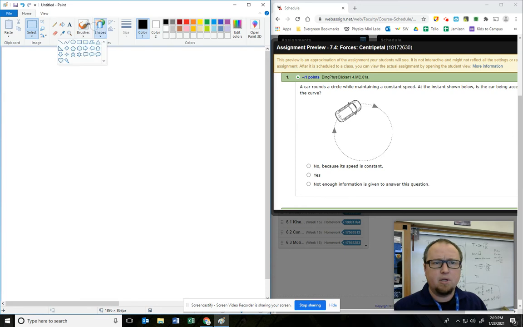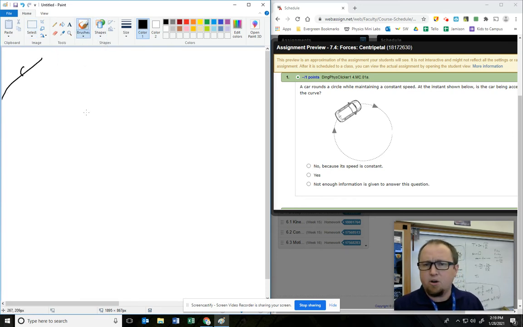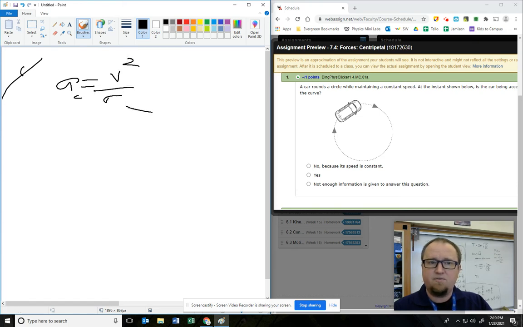Number one hits on a huge idea. A car goes round in a circle at a constant speed. Is the car accelerating? Yes, centripetal acceleration is defined by V squared over R. If you are going on a curve, you'll have a centripetal acceleration.